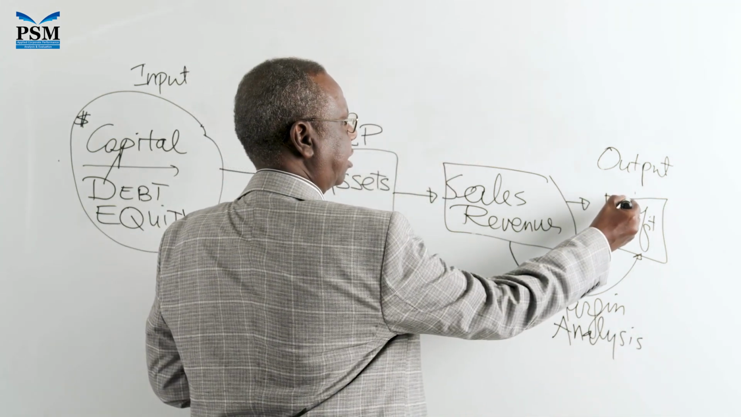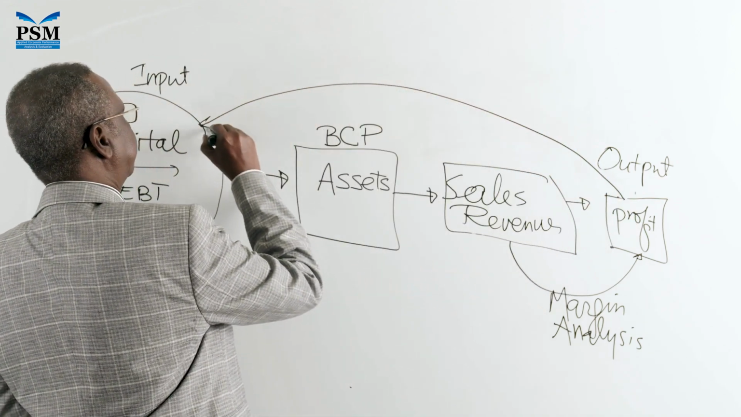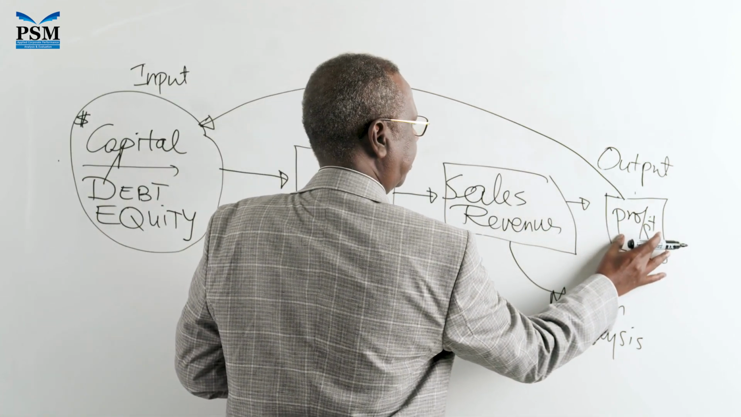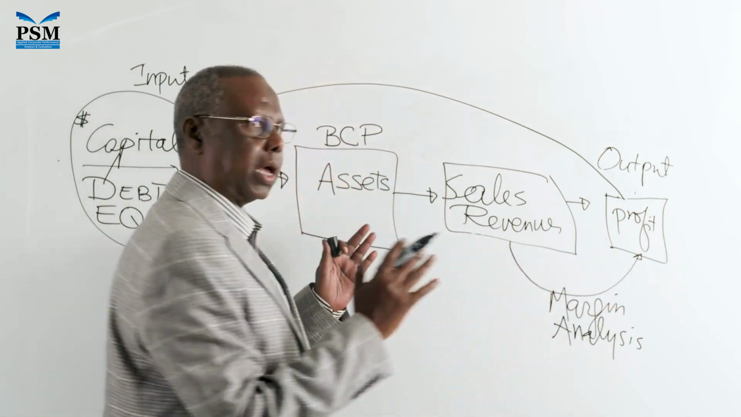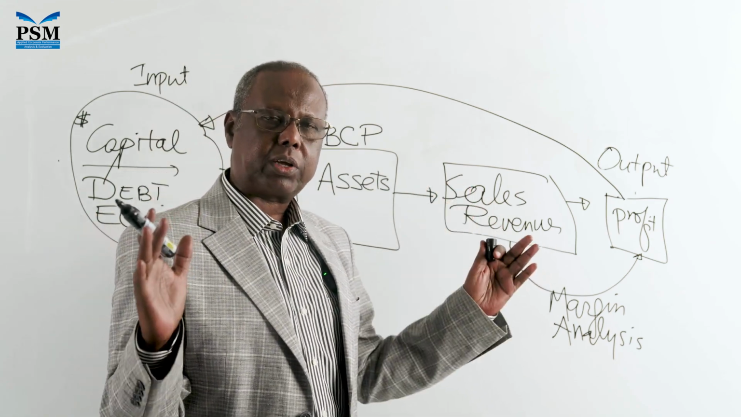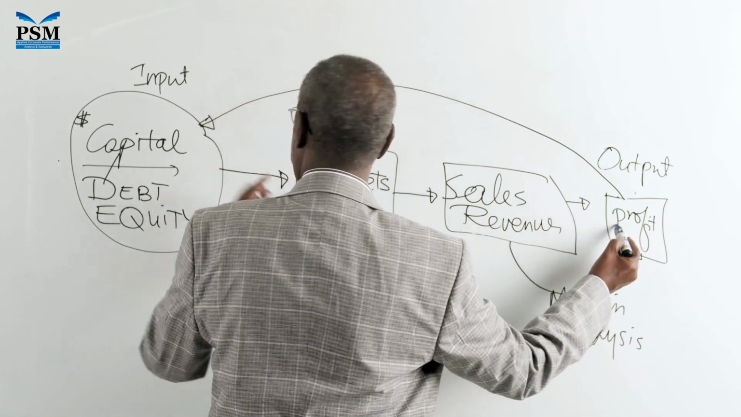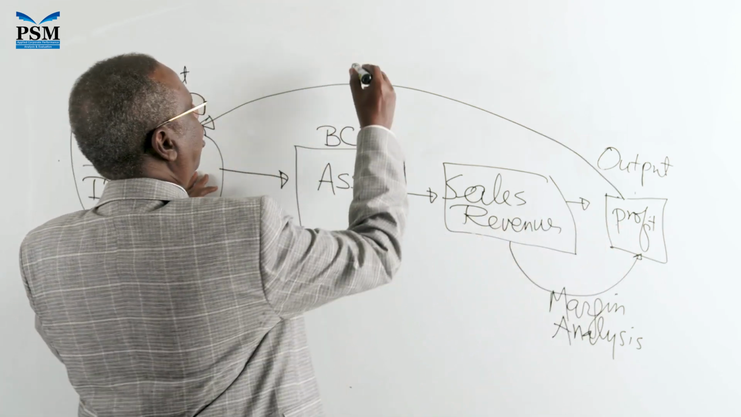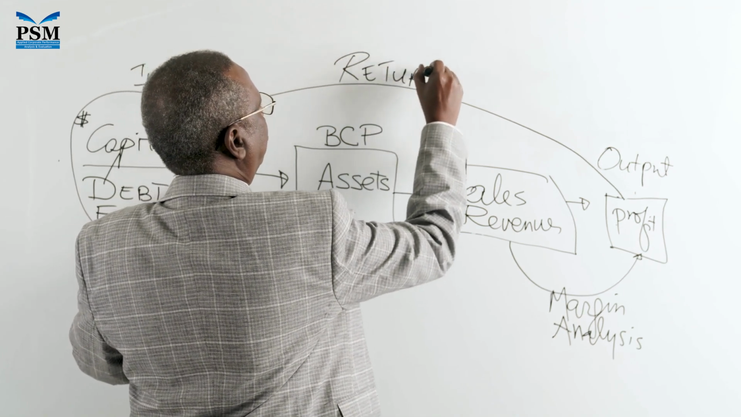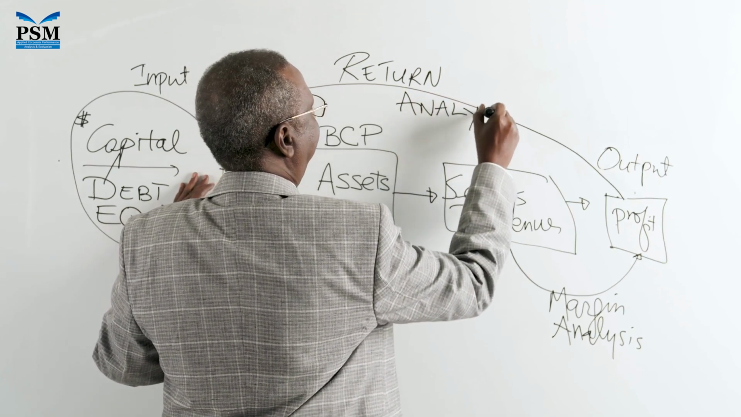In comparing the final profit output to the capital input. Input is the capital, output is the profit over a period of time. This time will be one fiscal year or accounting year, 2023 and 2022. When you relate the profit to capital, it's called return analysis.